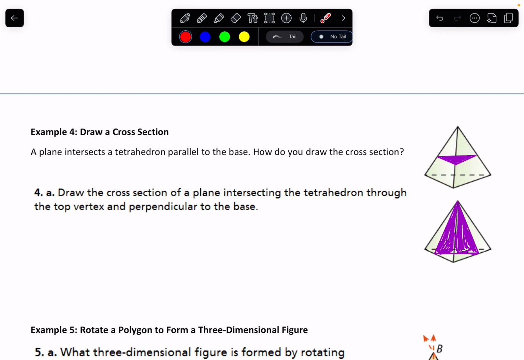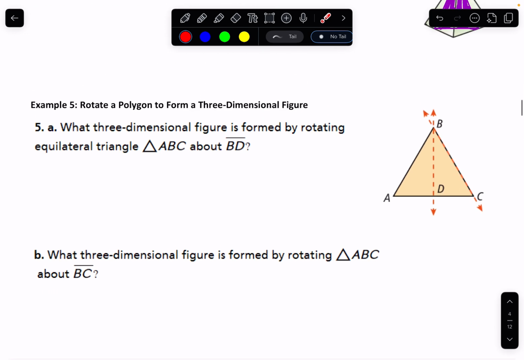Example 5 is, interestingly, the opposite. So in this case, we're not going to start with a three-dimensional figure and cut it to look at the two-dimensional faces. We're going to start with a two-dimensional figure and rotate it or revolve it to create a three-dimensional shape. And for this, you might have to sort of do some visualizing.